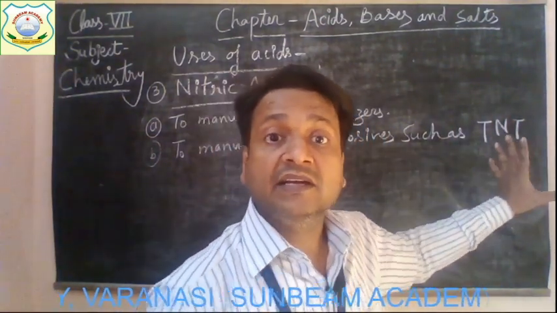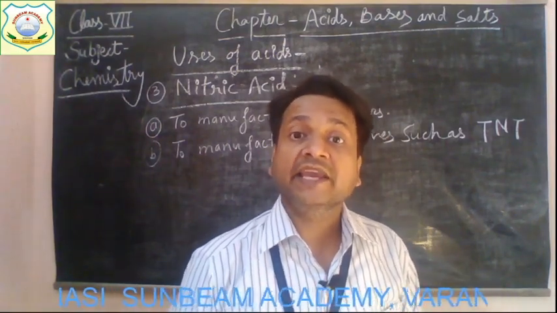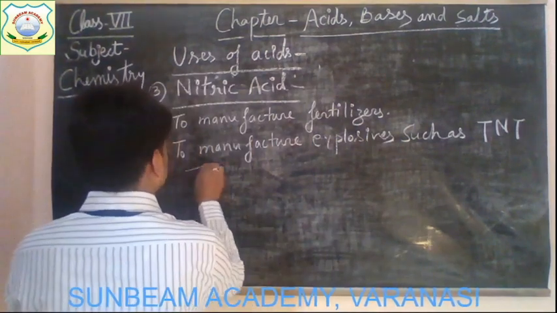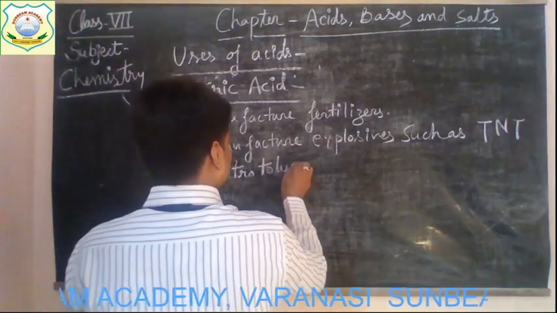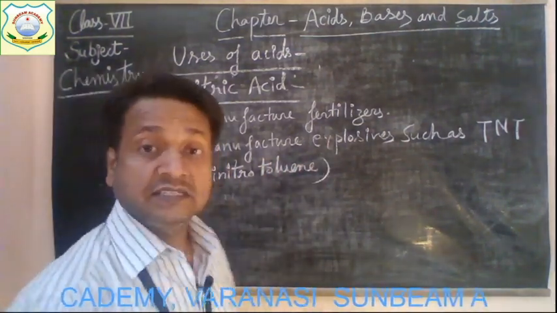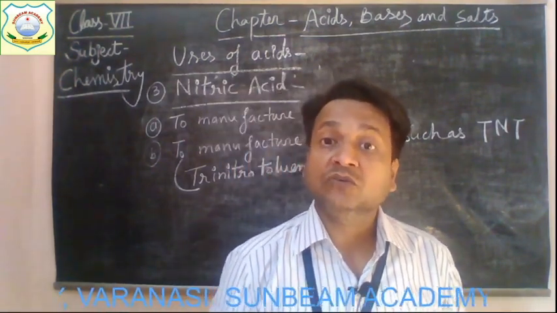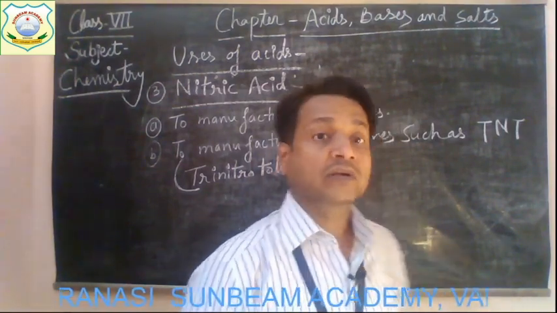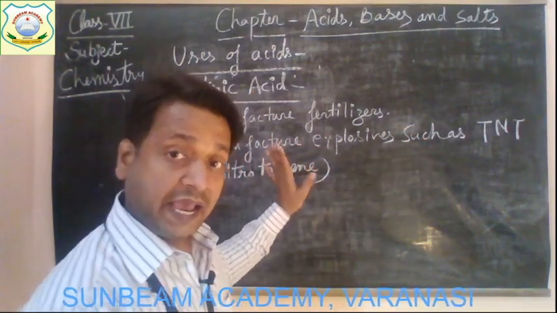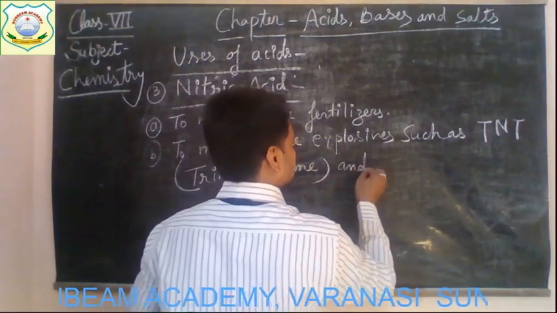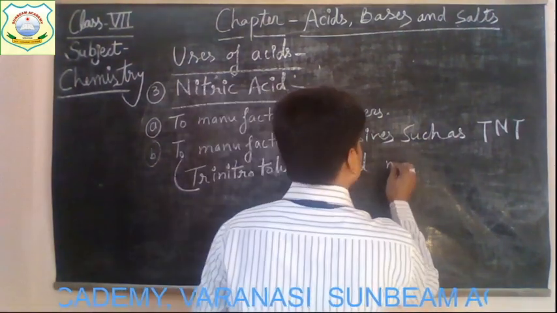Children, TNT is a kind of explosive, and the full name of TNT is trinitrotoluene. And this TNT is a kind of explosive, and also nitroglycerine. So nitric acid is also used to make explosives such as TNT, which is trinitrotoluene, and nitroglycerine.